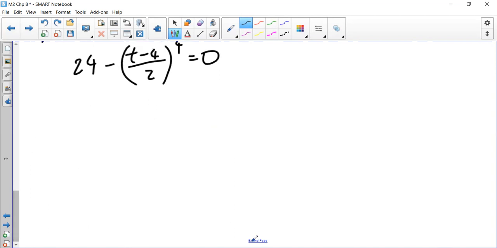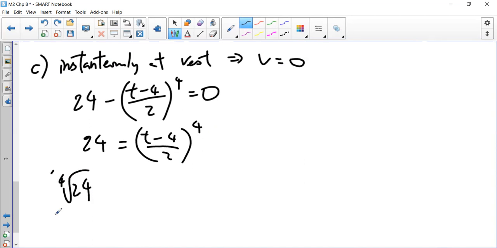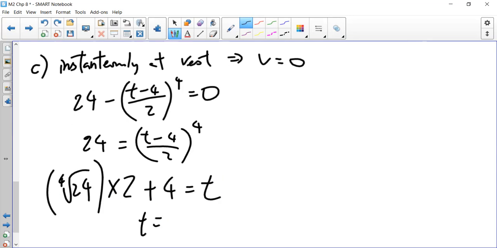Let's bring the second term to the right hand side, to make it positive. So 24 equals ((t minus 4) over 2) to the power of 4. Next, to make t the subject, I need the 4th root of 24, then times it by 2, then plus 4 equals t. Plug in the calculator, t equals 8.43 seconds, to 3 significant figures.